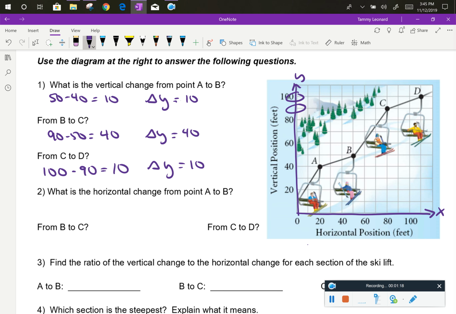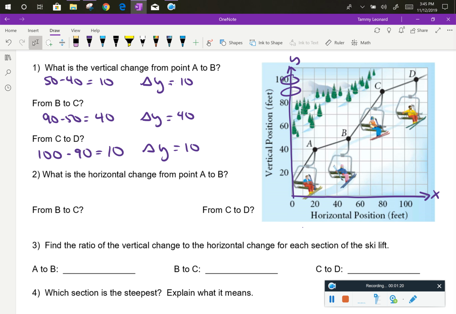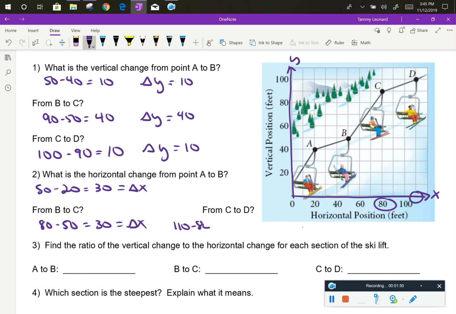Next, in part 2, we're asked about horizontal change. The horizontal change from point A to B, so that's taking us from 20 to 50. 50 minus 20 is 30, so that's the change in x. From B to C, we're going from 50 to 80. 80 minus 50 is also 30, so we have the same change in x. And lastly, from C to D, we're going from 80 to 110. 110 minus 80 is 30, so again we have the same change in x.